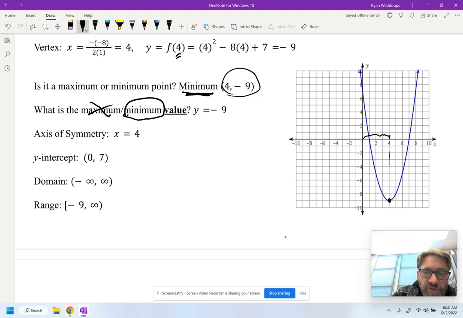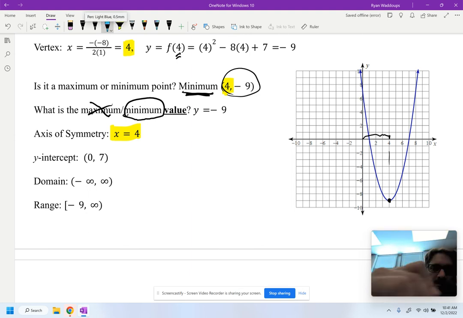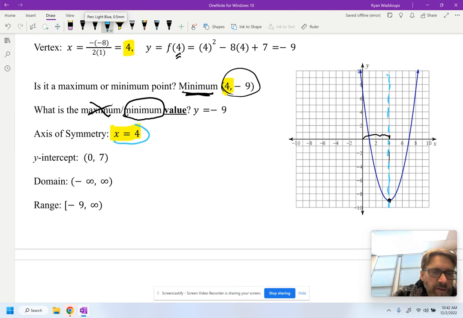The axis of symmetry is the x-coordinate of our vertex. And so let's use this blue line here. This is the line x equals 4. And so that's our axis of symmetry.